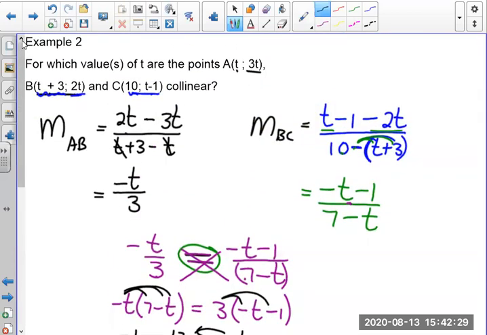So it looks difficult, but if you know the rules, if you know the recipes, and you know what to do, I must calculate gradient, I must calculate gradient, I must set them equal, and now it's just algebra further.